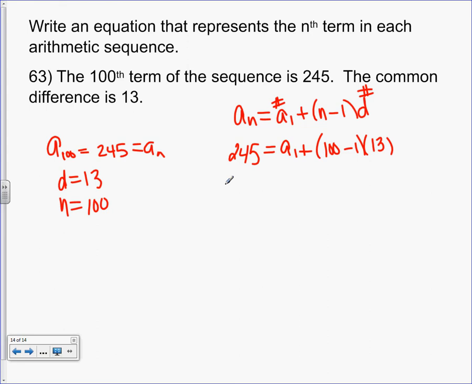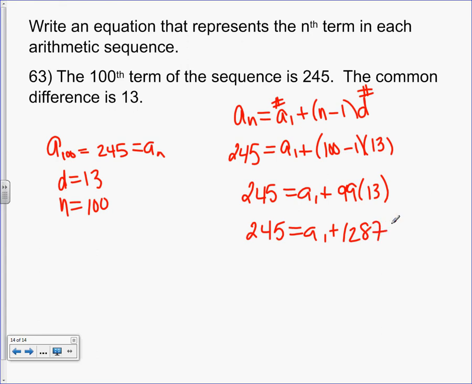Okay, so we need to solve for a sub 1 because that's what we need. We already have the d though. So 245 equals a sub 1 plus 99 times 13. And again, I don't think I showed much work. So 245 equals a sub 1 plus, what's 99 times 13? What did you get? 1287? Okay, yeah, that's right. I just didn't show any work. I did it all on my calculator, sorry.